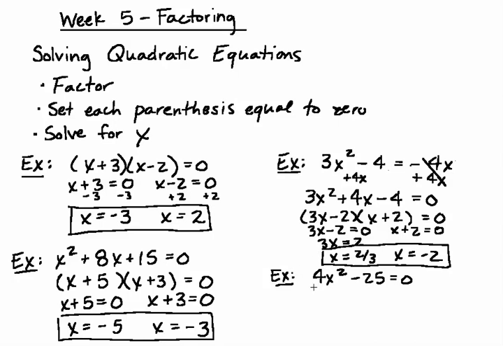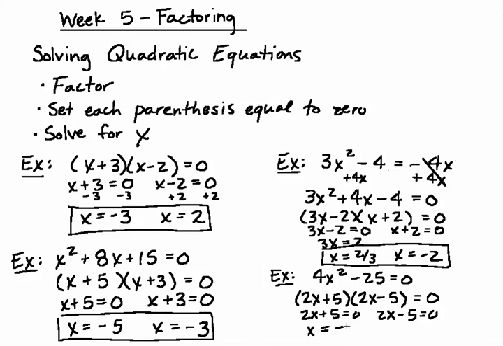And then in our final example, notice we have a difference of squares. The square root of 4x squared is 2x. The square root of 25 is 5. And we have different signs, a plus and a negative. So we set each parentheses equal to 0. And after we solve for x, we should have x equal negative 5/2 and x equals positive 5/2.